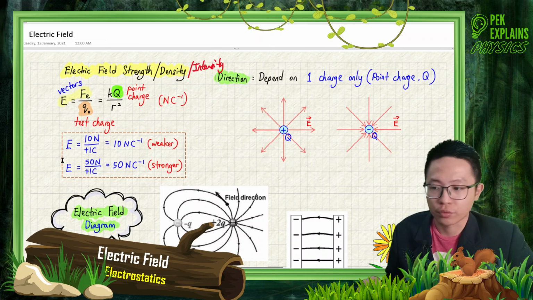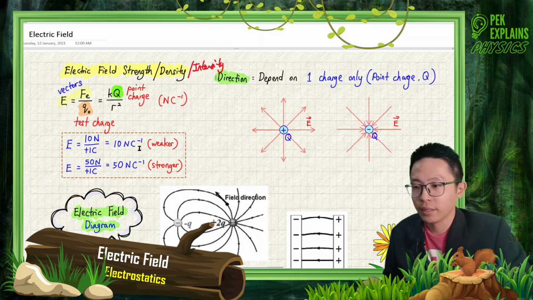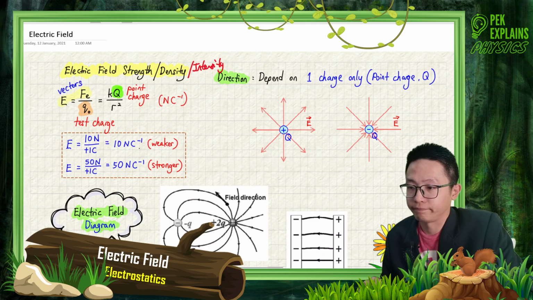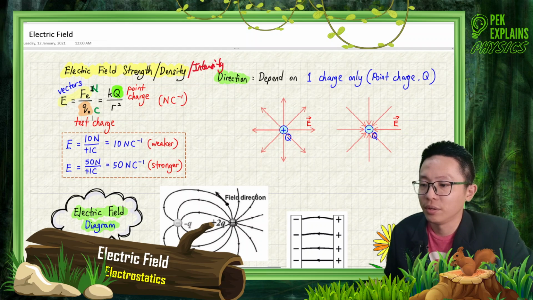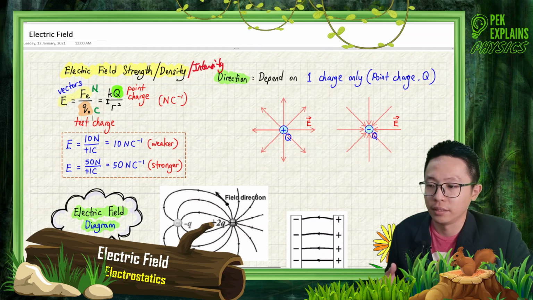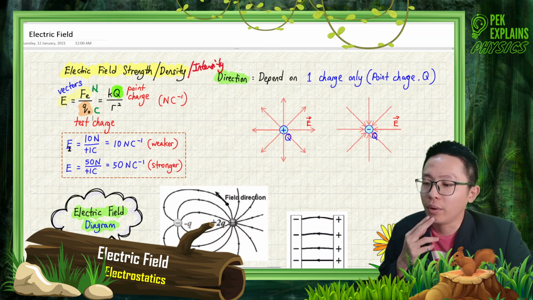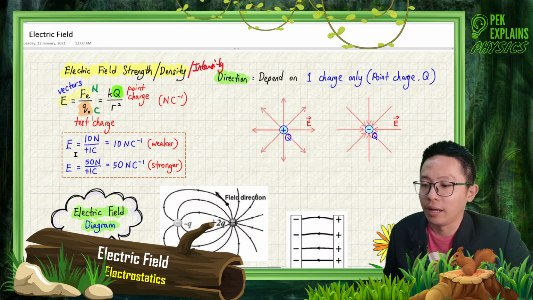If the electric field strength is 10 Newton per Coulomb, why is it Newton per Coulomb? Why is it the unit Newton per Coulomb? Because force is Newton. Charge is Coulomb. So Newton per Coulomb, that's the unit for electric field strength. Now, what does it mean by electric field strength of 10 Newton per Coulomb?